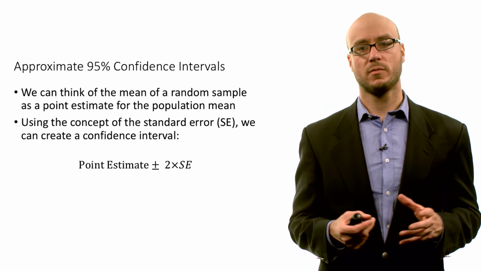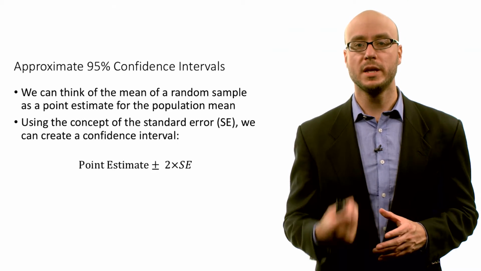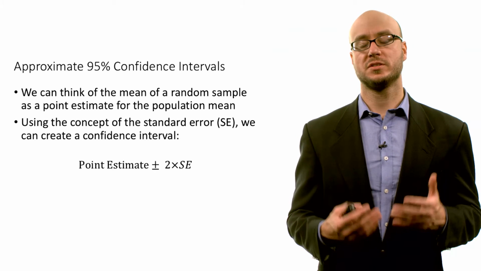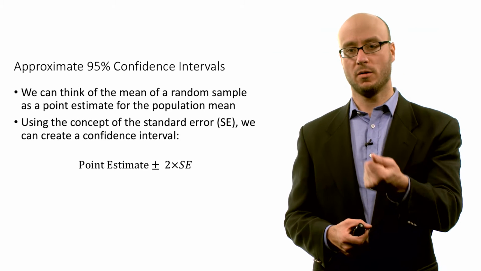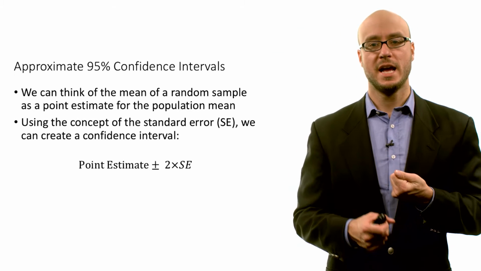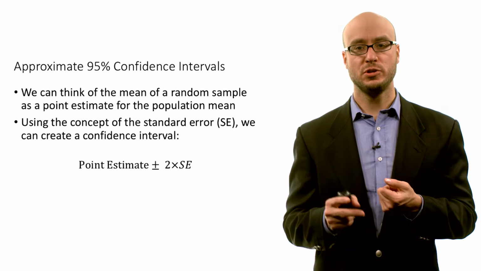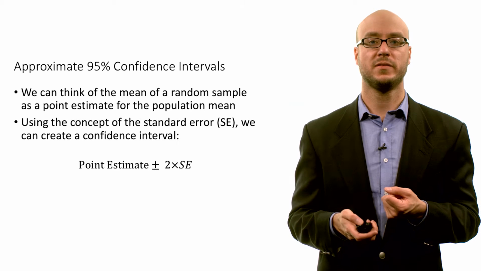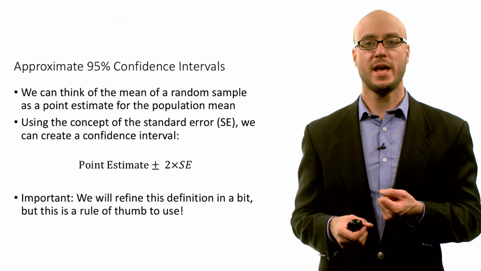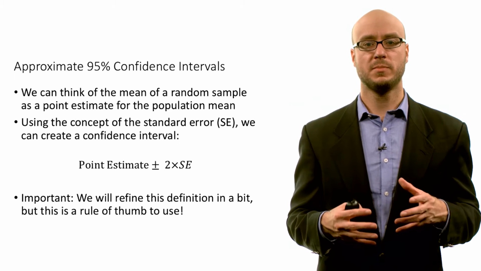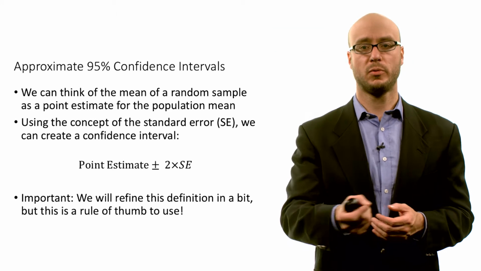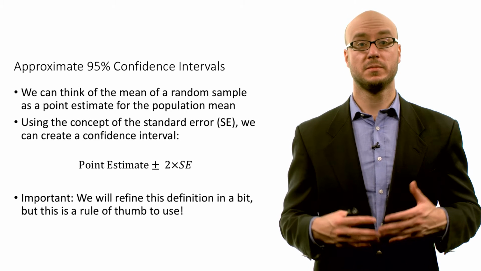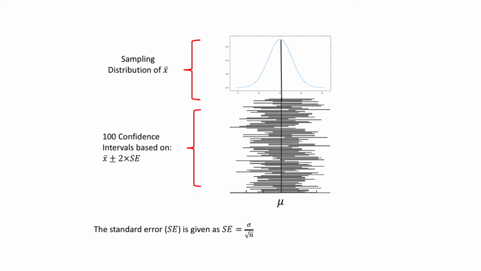We can think of the mean of a random sample as a point estimate for the population mean, mu. Using the concept of the standard error, we can create a confidence interval, or an interval estimate. We take our point estimate for a particular sample, and then we add and subtract 2 times the standard error of the sample mean, or 2 times sigma divided by the square root of n. We're going to refine this in a bit, but this is a great rule of thumb. You take a point estimate, plus or minus 2 times the standard error, and you have an interval estimate that we sometimes call a 95% confidence interval.